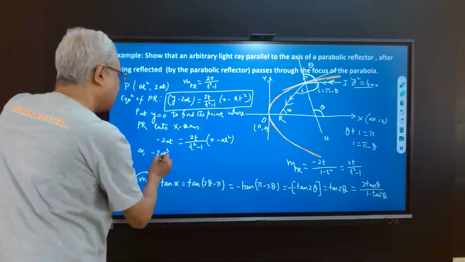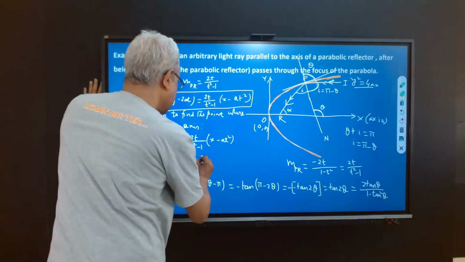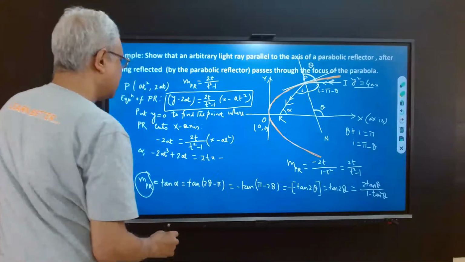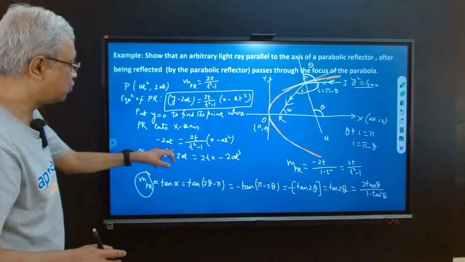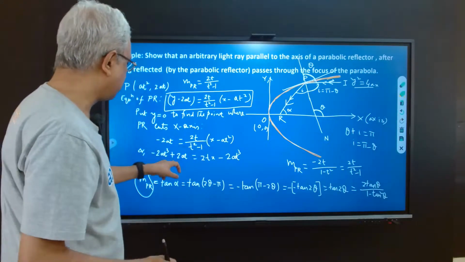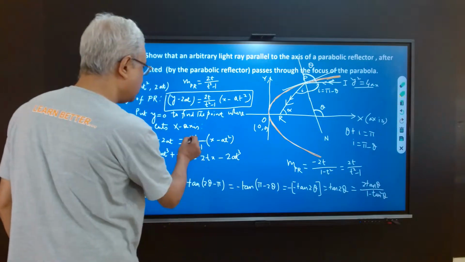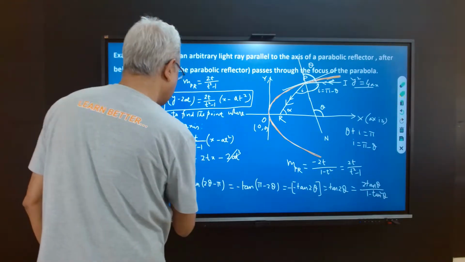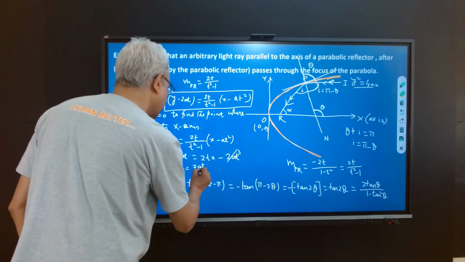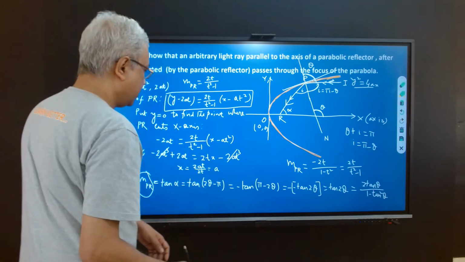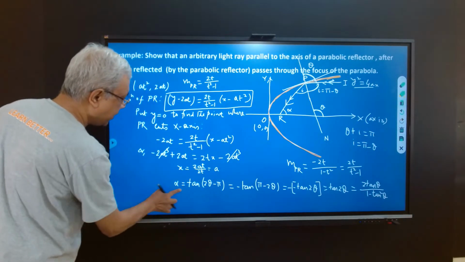So we get minus 2at cube plus 2at equal to 2tx minus 2at cube. So these two cancel. So x becomes 2at by 2t, which is a.